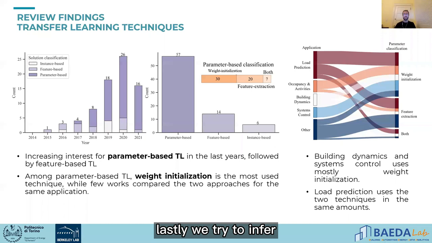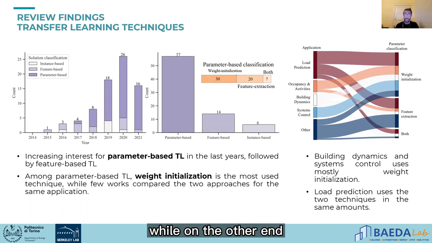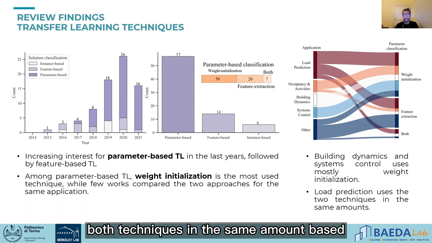Lastly, we tried to relate the type of application to the type of parameter-based transfer learning. And we discovered that building dynamics and system control use mostly weight initialization, while on the other hand, load prediction and other applications can use both techniques in the same amount based on the specific problem.